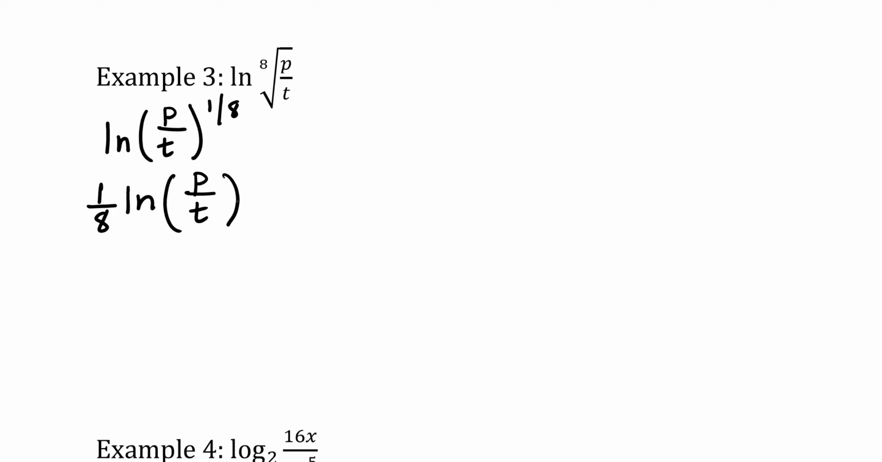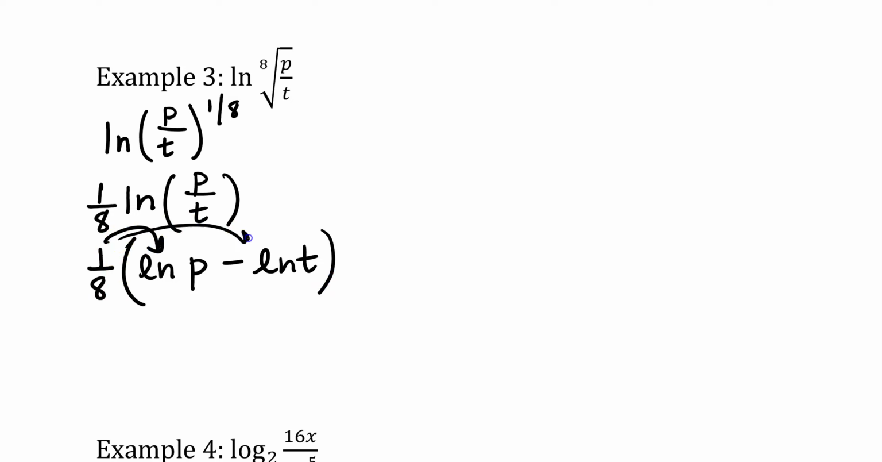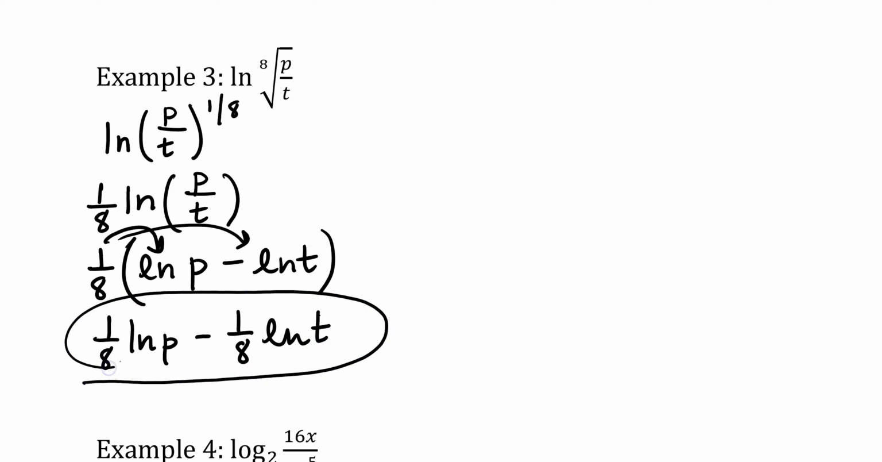So I now have 1/8 natural log of p divided by t. And now we can use the quotient rule on that logarithm. So we have 1/8, and I'm going to be using parentheses here. Natural log of p minus natural log of t. It's important that you use parentheses here so that you see you need to distribute the 1/8 to both of these logarithms to fully expand this expression. So we have 1/8 natural log of p minus 1/8 natural log of t.